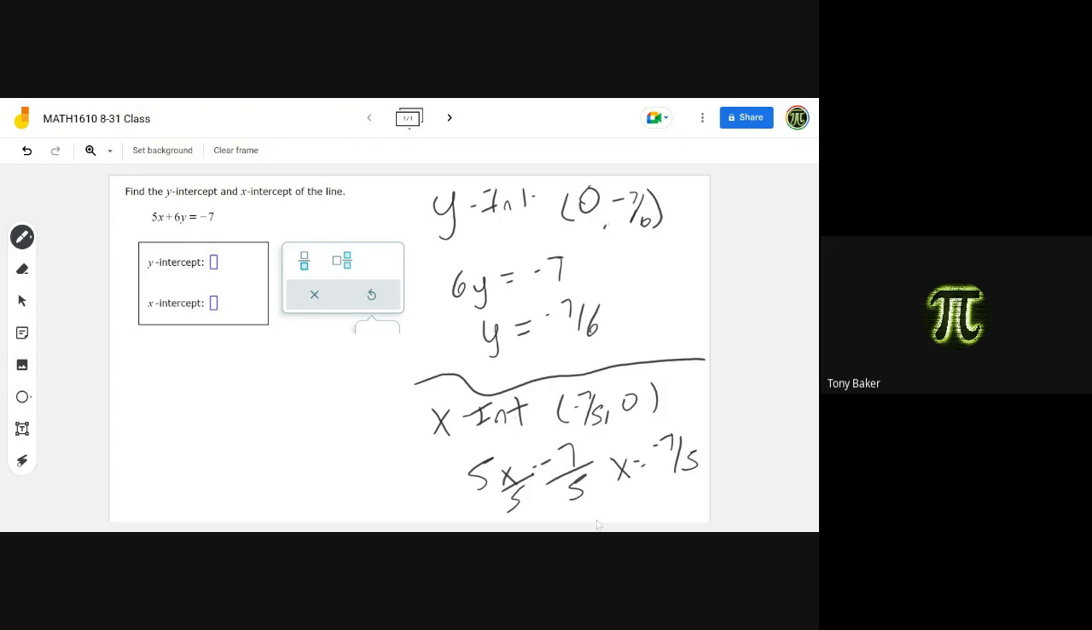All right. And this is basically how your tests are going to be too. I'm going to pull problems directly from the assignment, so they'll look very similar to what you're going to see in the assignments.